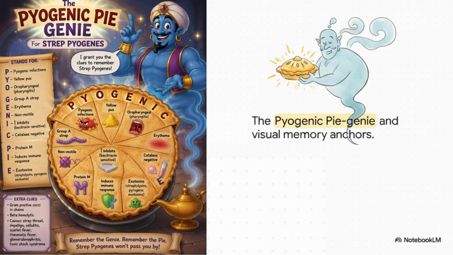Now, beyond the pharynx, this organism is notorious for localized skin infections too. I actually highly recommend using visual mnemonics to anchor your memory here. Think of the pyogenic pygene. It's a great mental hook for the pyogenic or pus-producing nature of this bacteria. Strep pyogenes frequently causes highly contagious skin conditions like impetigo, which you'll see a lot in young children, as well as cellulitis. Cellulitis is that diffuse, spreading inflammation of the skin and underlying tissue that happens when the bacteria sneaks in through a break in the skin barrier.